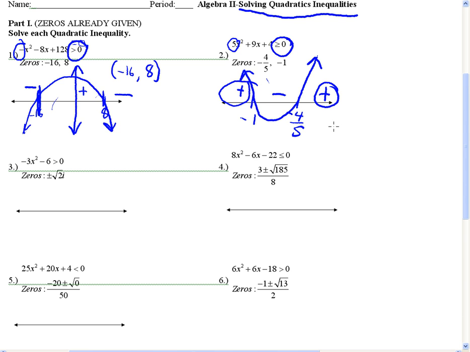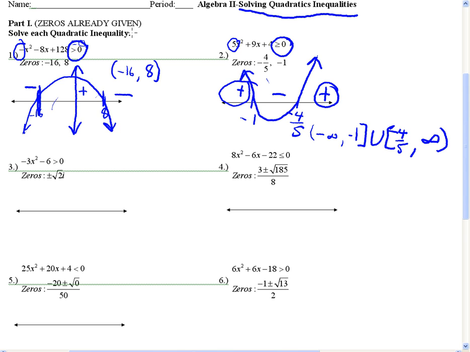So in interval notation, that's going to be from negative infinity to negative 1, including negative 1 this time because it's or equal to, union negative 4/5, which if you wanted to, you could change to a decimal, negative 0.8, to infinity.